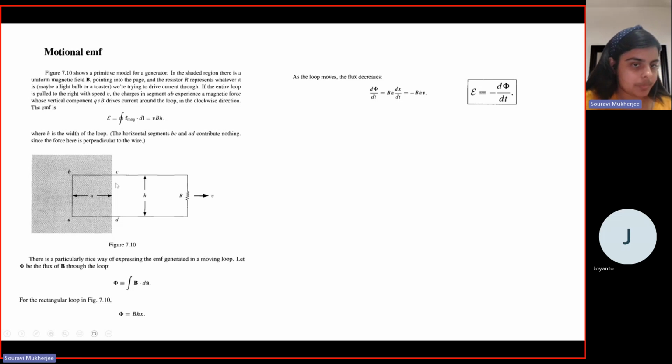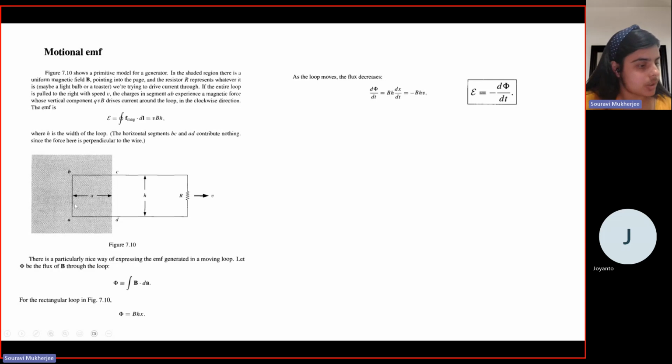Now as we pull this loop outside, what happens? The region that is inside the magnetic field gradually decreases. So the flux linked to this loop gradually decreases. Now there are two ways of looking at this event. First we will look at it from the point of view of forces. When you move this wire with a velocity v, if there are some charges in this wire, what would happen?